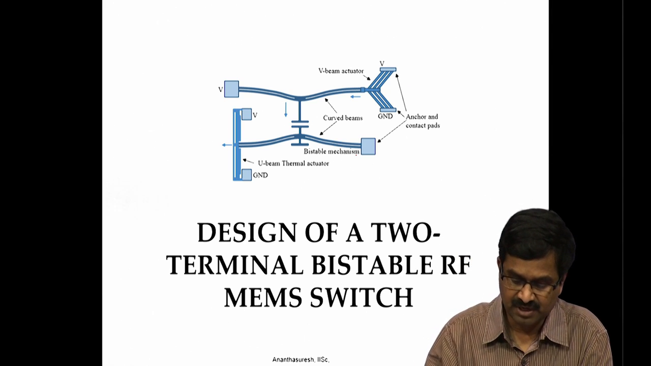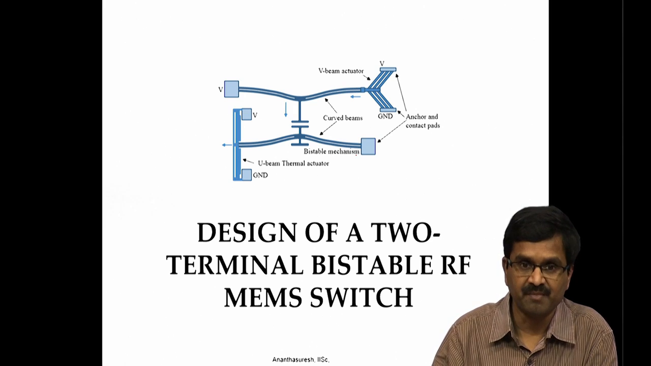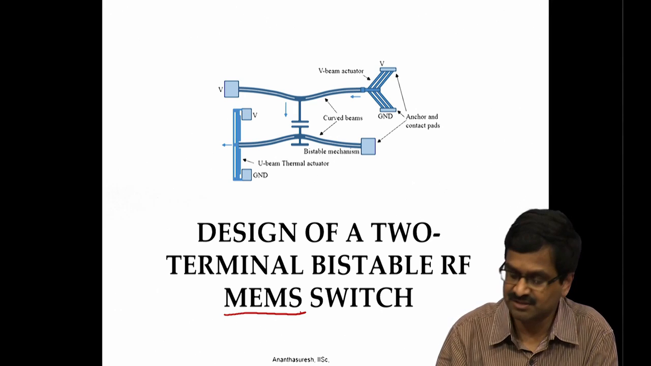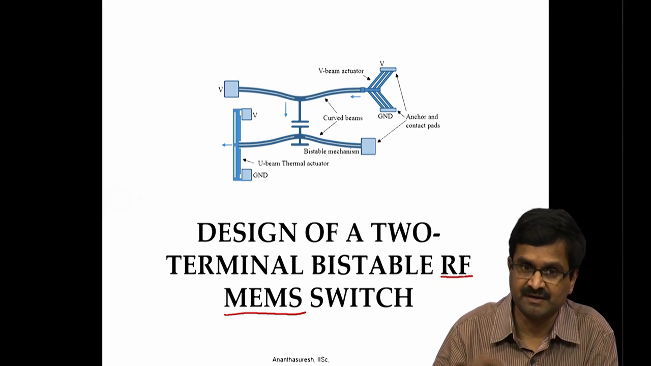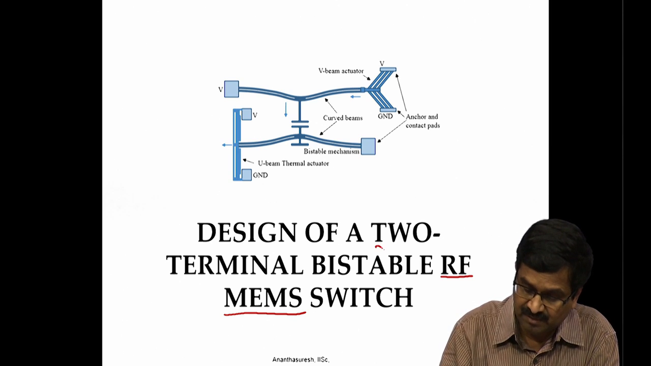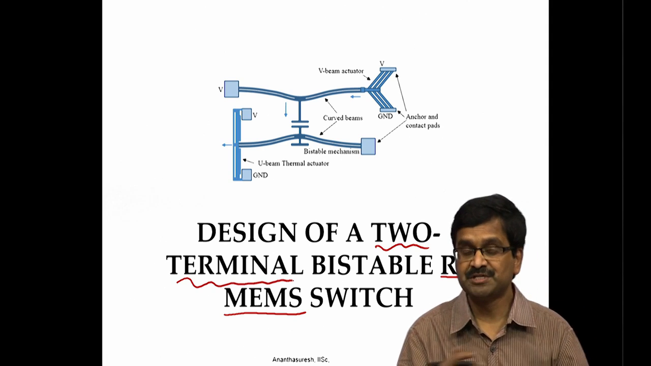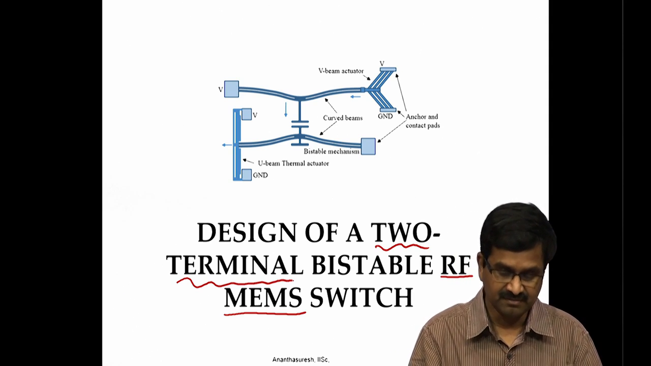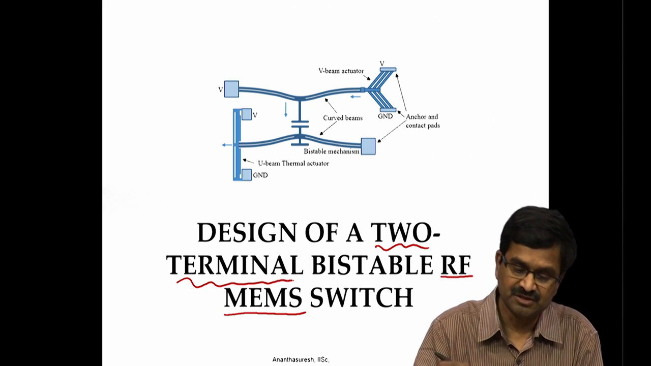Right now, let us look at this 2 terminal bistable RF MEMS switch. MEMS stands for micro electromechanical systems, RF stands for radio frequency switch, used in switching antenna arrays and so forth. Two terminal means there will be only 2 electrical terminals, which is appreciated by power electronic designers when they use a power supply. If it is 2 terminals, it is much better for any device that they have. It is actually 2 terminal.